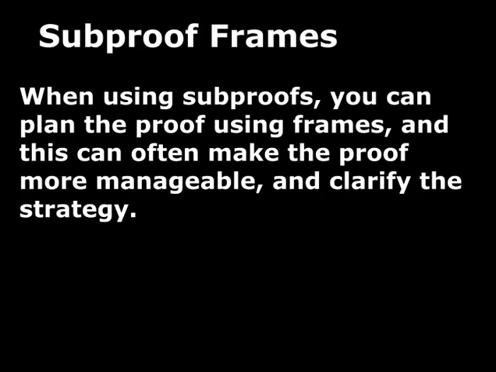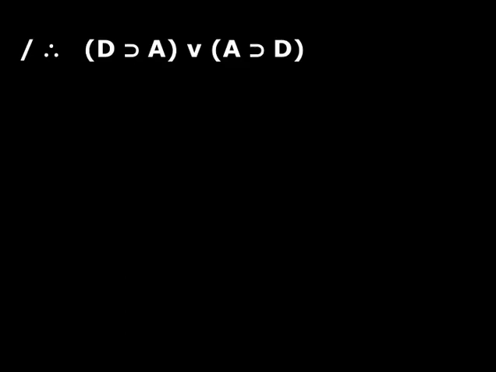So first off, let's take a look at subproof frames. Now, what are subproof frames? When using subproofs, it's a way of planning a proof. You can plan the proof using frames, and this can often make the proof manageable and clarify the strategy. So it's just a way of planning basically what you're going to do in a proof that often makes the proof a lot easier. So here's an example.